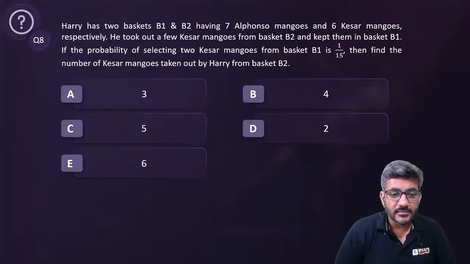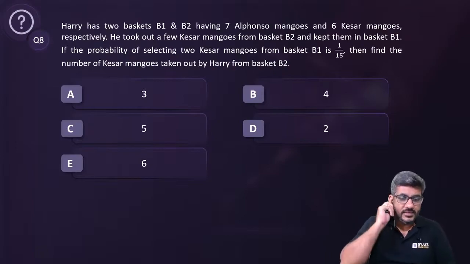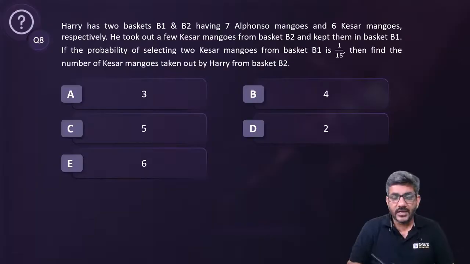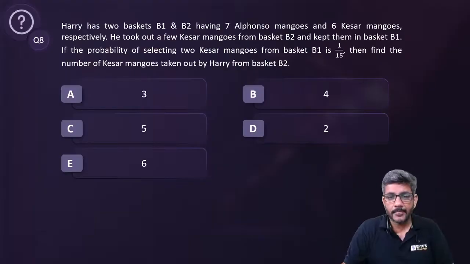And then selecting 2 Kesar mangoes, the probability is 1 by 15. Find the number of Kesar mangoes taken out by Harry from basket B2. Vijay Arora has answered. He says option A, that is equal to 3. Very good, Vijay. Very fast. Brilliant. Any other answer? We got one answer from Vijay. Anyone else? Any other answer?